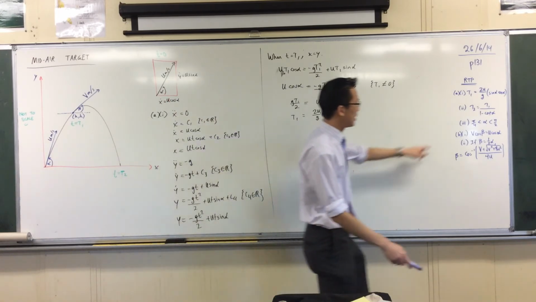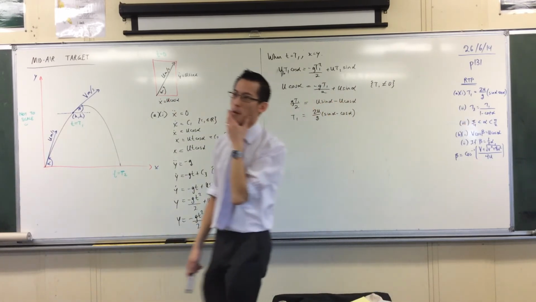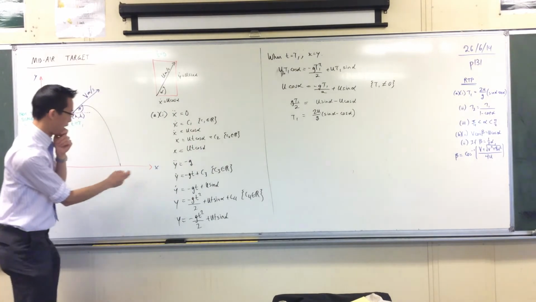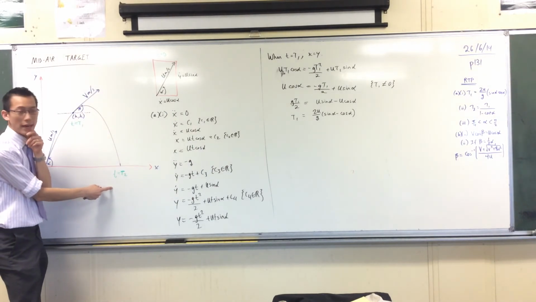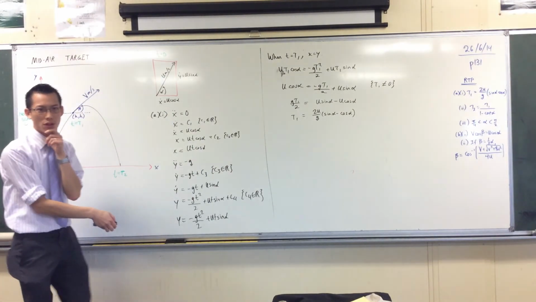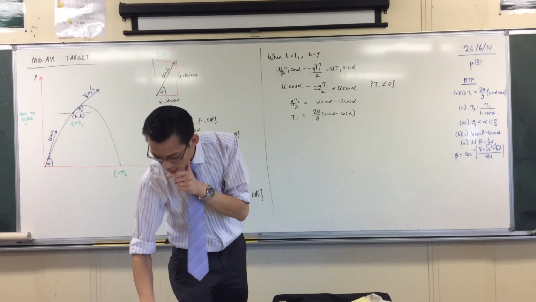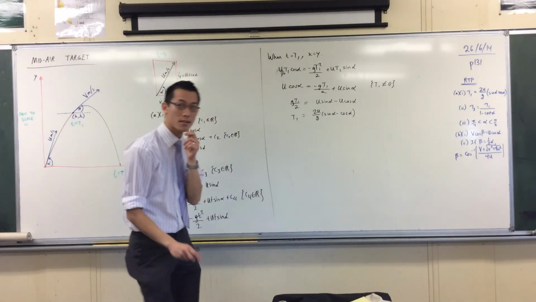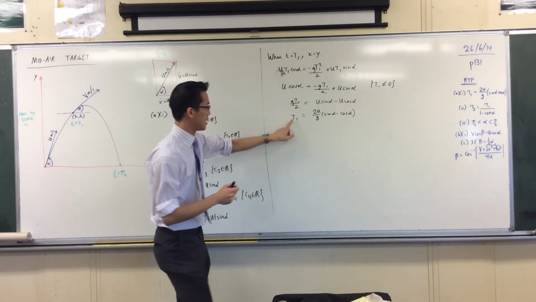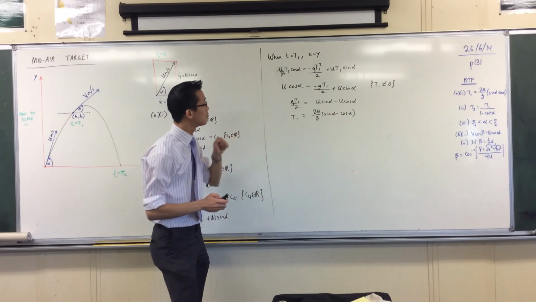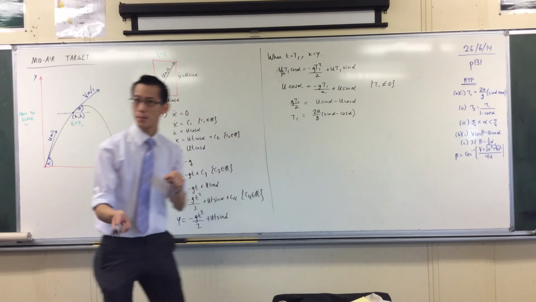Right, have a look at part 2. How would you go about this? We now want to find the time of impact. That's what T2 is about, okay? How would you go about doing that? And in fact, I believe the question says, hence, it's in terms of time 1. What would you do? I'll let you make a start first before I show you how.